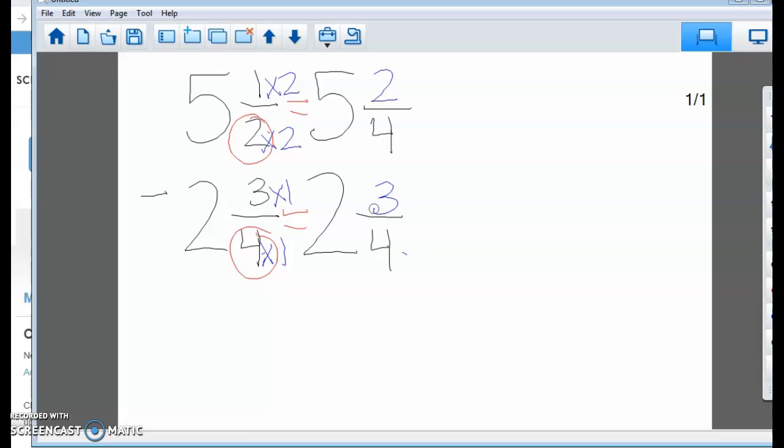Now I can see that I cannot do 2/4 minus 3/4. So I'm going to have to do some regrouping. Let's look at how this would look with a model. The first thing I want to model is 5 2/4, since that's my starting number. I'm going to draw my 5 wholes.